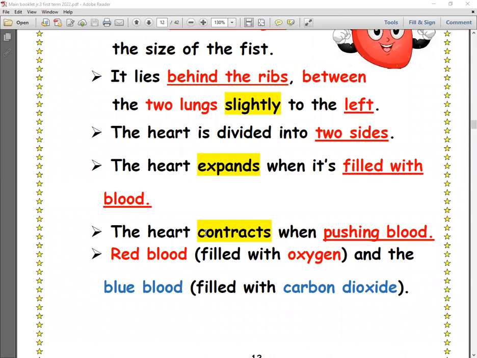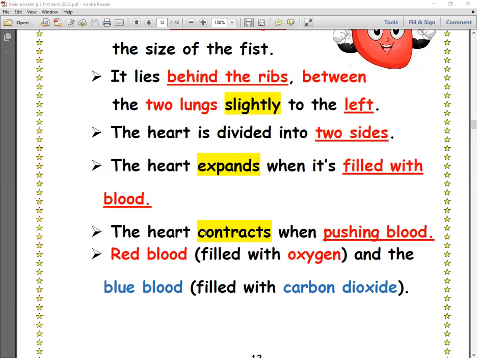And I can give the oxygenated blood a color, I can say red blood. So the red blood is blood with oxygen. The blood with oxygen is called oxygenated blood, and it has a color. It's called red blood.